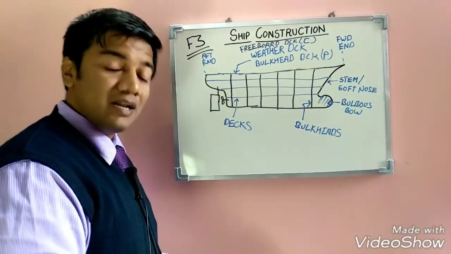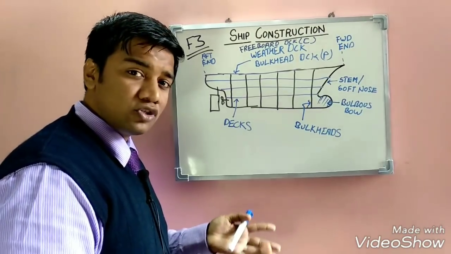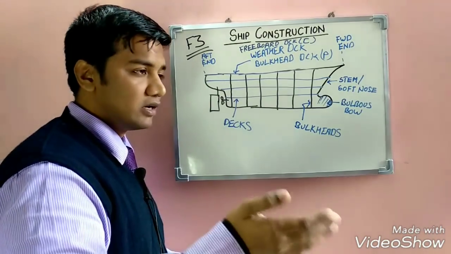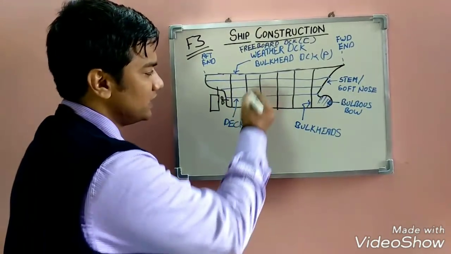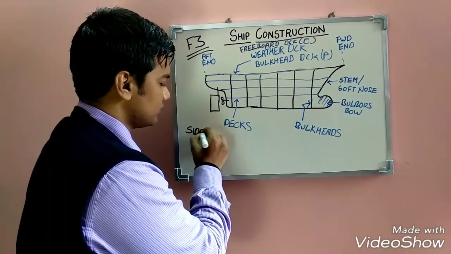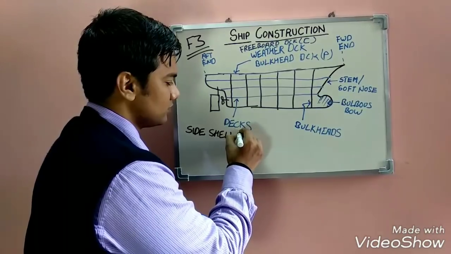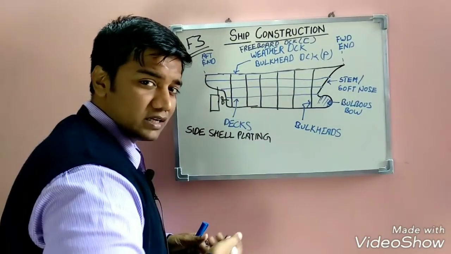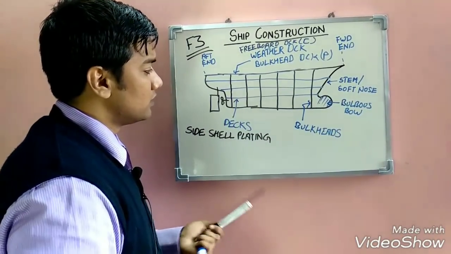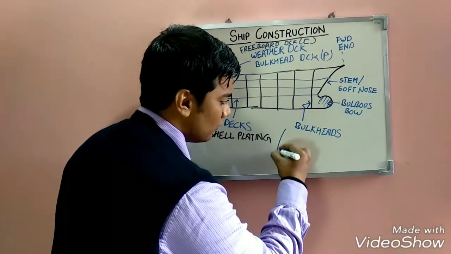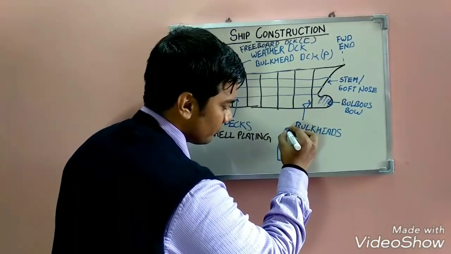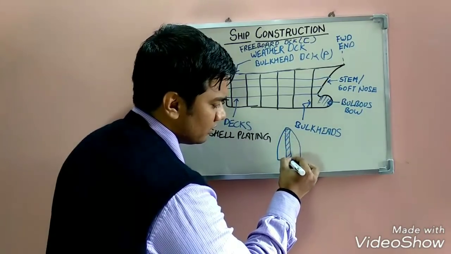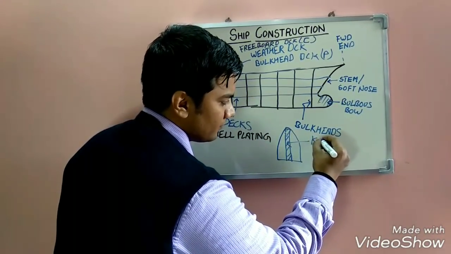Then comes shell plating. Shell plating is the outermost skin of a ship. The shell plating present at the side of a ship is called the side shell plating. The shell plating present at the bottom is called the bottom shell plating. Now the centermost strake of this shell plating is called the keel.